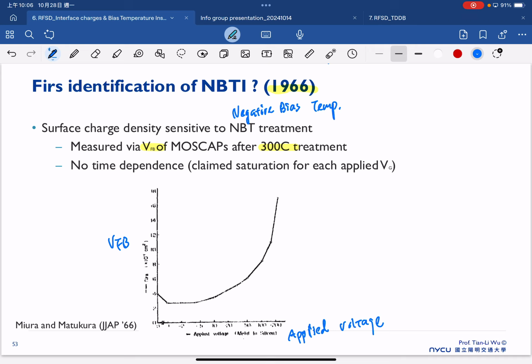But at that moment, back in 1966, this experiment was not conducted with time considered, so there's no time dependency in these experimental results. But it already gave a sense that, in the very early days, we tried to bias and could start to see the shift of our flat band voltage. That started to open a new door for everyone trying to understand these issues.